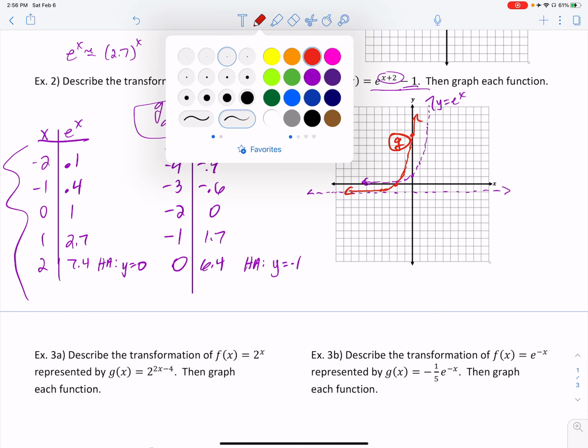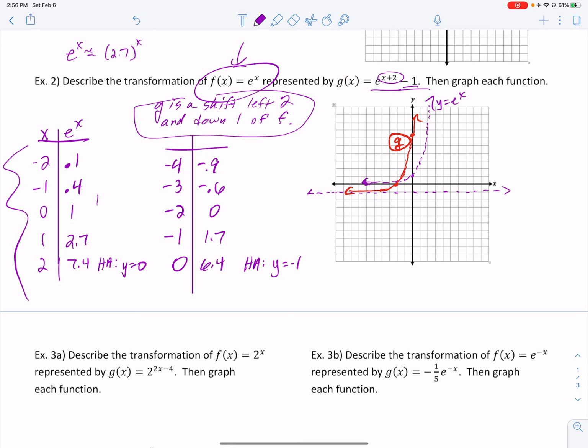And then you should be able to give me the domain and range on all of these. Well, e to the x is an exponential function. Domain is negative infinity to infinity. And the range of this was 0 to infinity. Since I've gone left, that didn't affect my domain on function g. But going down one definitely affected my range. It's from -1 to infinity instead of from 0 to infinity.